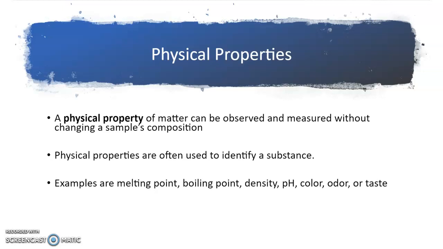They can include things like melting point, boiling point, density, pH, color, odor, taste. Also, the mass and the volume would also be physical properties. So when you describe the physical property of something, you're basically using your senses or some type of measurement tool to describe the object or the substance.